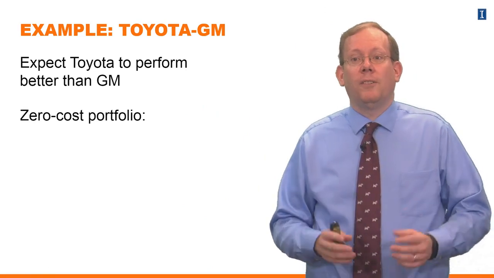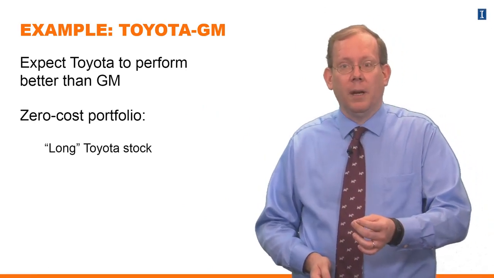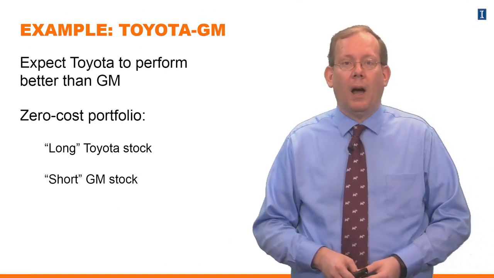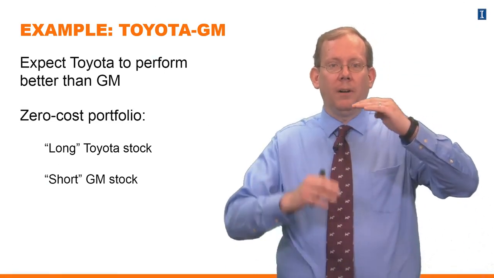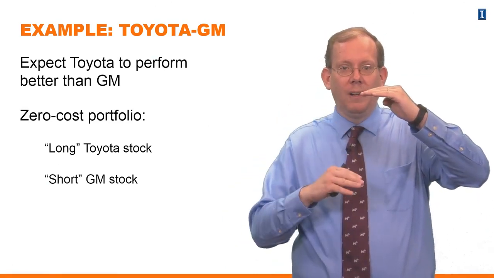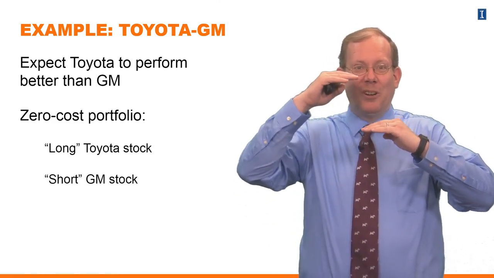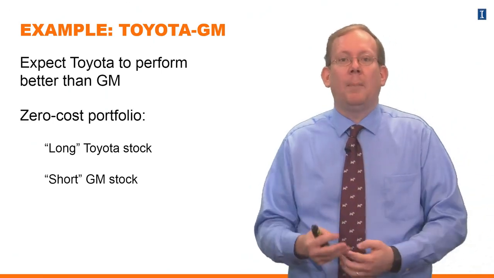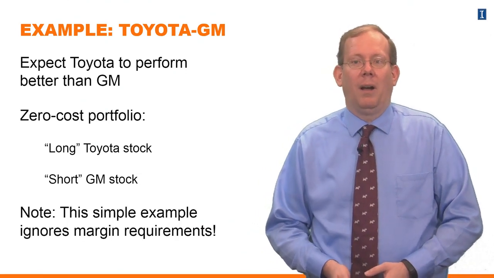Okay, so what's the zero cost portfolio? We're going to long Toyota stock. Okay, we're going to short General Motors stock. So when I short General Motors stock, that's a financial transaction where every dollar GM falls in price, that's $1 of profit for me when I'm shorting it. But every dollar General Motors goes up, that's $1 I lose. It's the exact opposite of buying. So think of shorting as the negative of buying the asset.